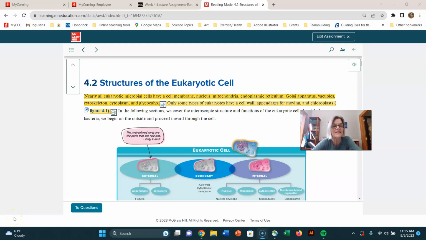Hi everyone, Brenda Gustin here, and we're going to start eukaryotic cells this week. I'm in section 4.2, and I just have a little bit of information to give you in this section.